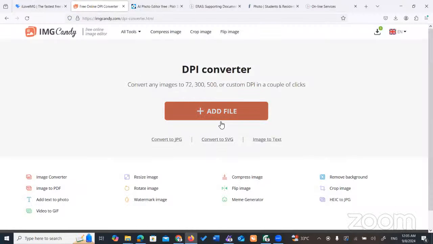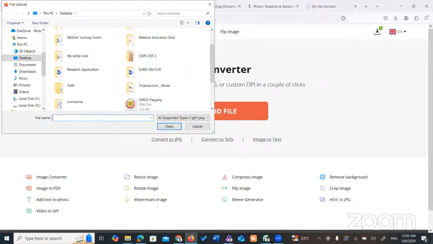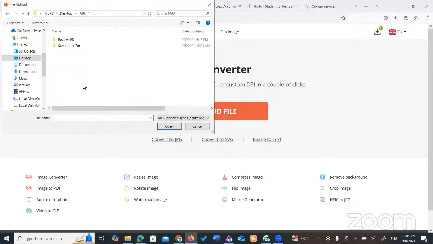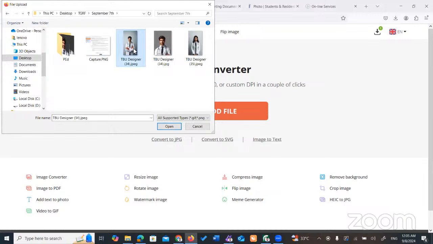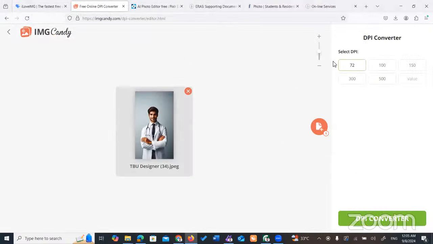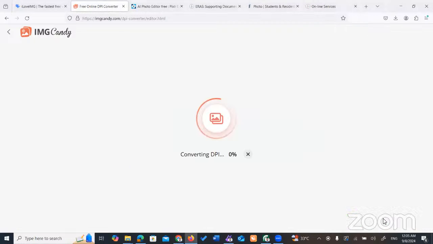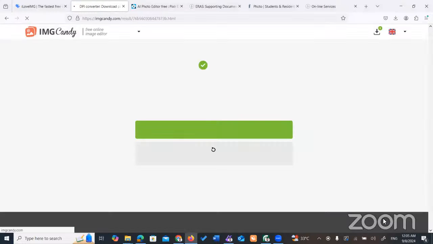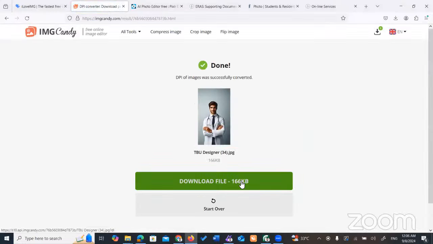where you can just go to imgcandy.com, and then you have to add the file, select the picture that I would like to edit. Let's use the same picture, click open, and then from the right side, you can select which DPI you want to use. Like let's select 150, and then press on DPI converter. Then you just have to wait for a couple of seconds, and then you can download your file.